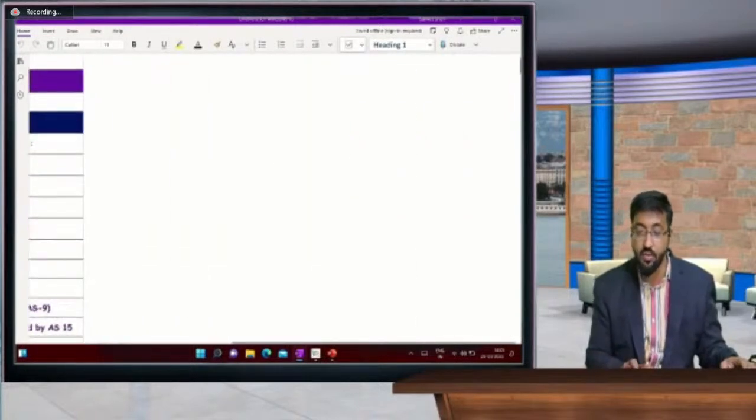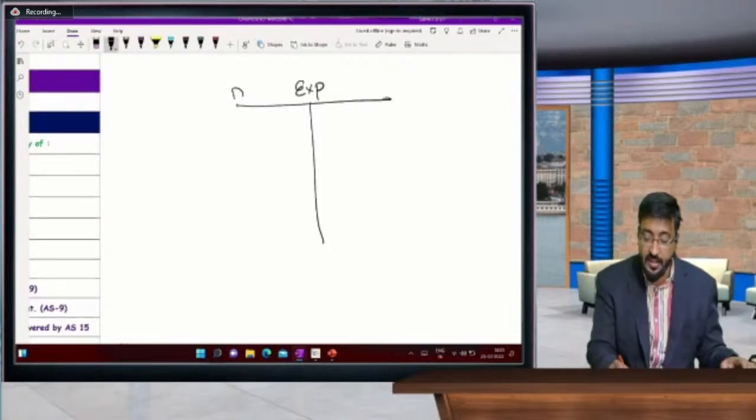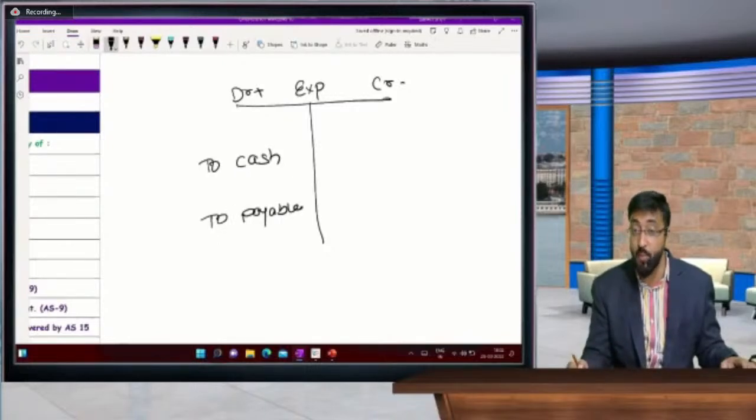So friends, today we are going to see some basic account pro formas, first expenses. Expenses means debit plus, credit minus. Whenever there are expenses, as you are aware, it is to cash, then to payable, because we follow the accrual concept of accounting, so we consider to cash and to payable.